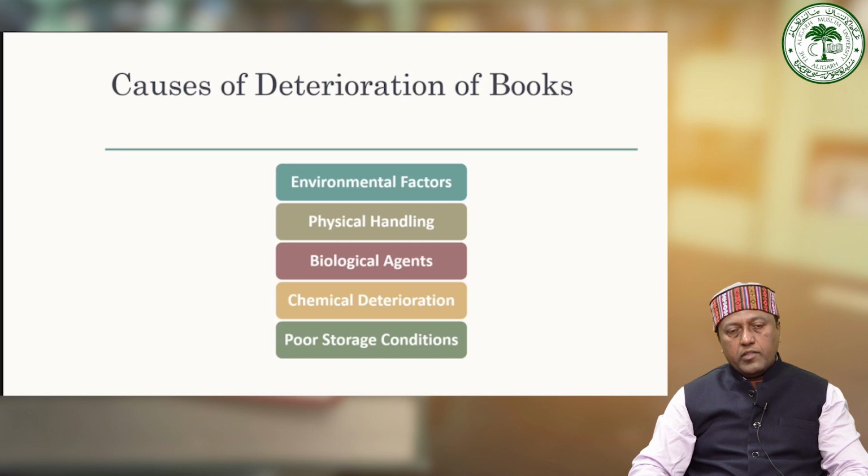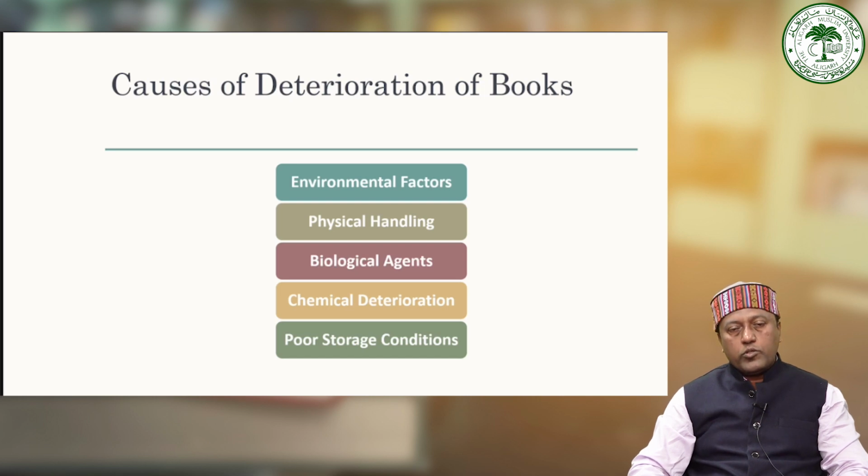Then chemical deterioration. We can see the chemical reactions within the paper, ink and binding material can lead to degradation over time. Acidic paper, commonly used in older books, undergoes acid hydrolysis, causing yellowing, brittleness and eventual disintegration. Ink formulations containing iron gall or other acidic components can corrode paper fibers and lead to ink fading and embrittlement.